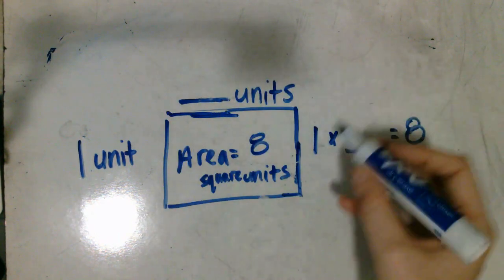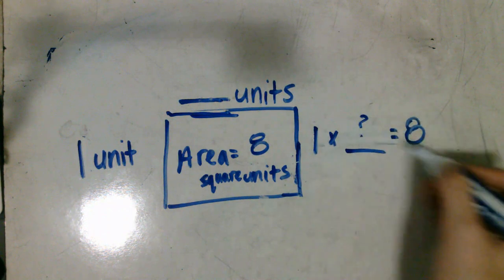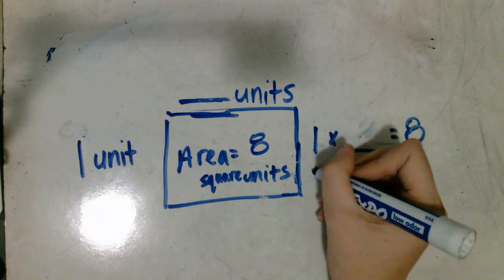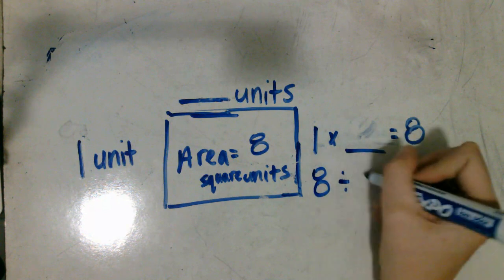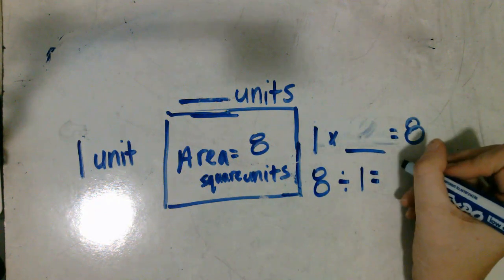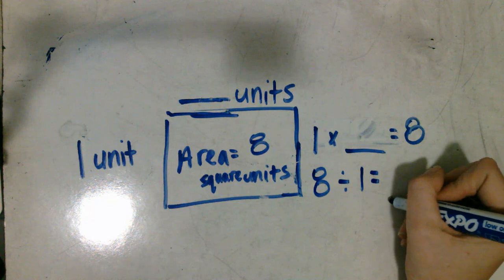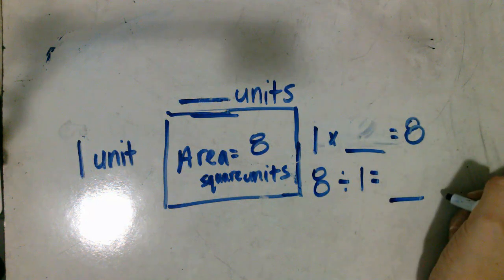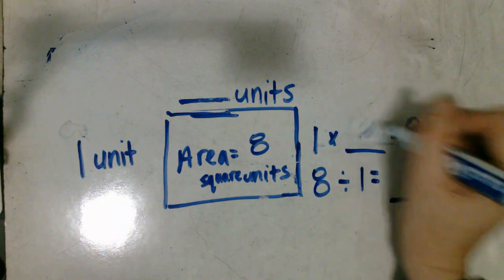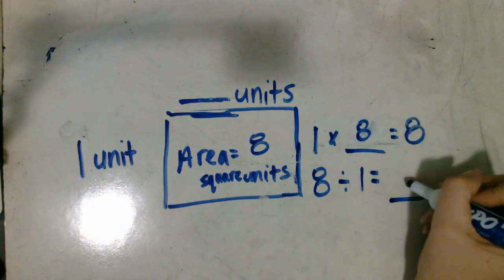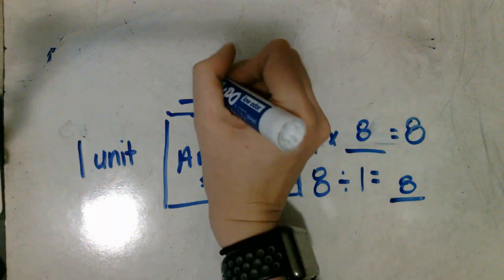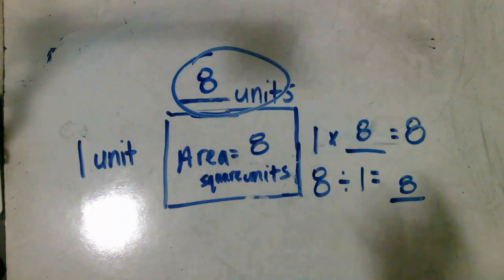Now we can think about it as what times 1 equals 8, or you can flip it around into a division problem. 8 divided by 1 equals, on your whiteboard, write the answer to these. If you need more time, pause the video. The answer is 8. Specifically, 8 units.